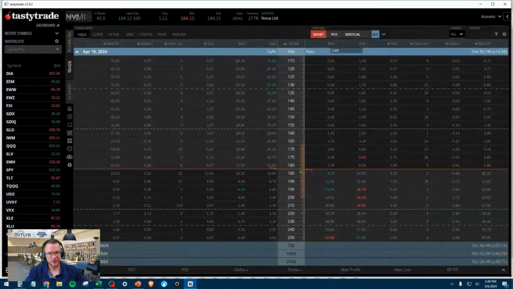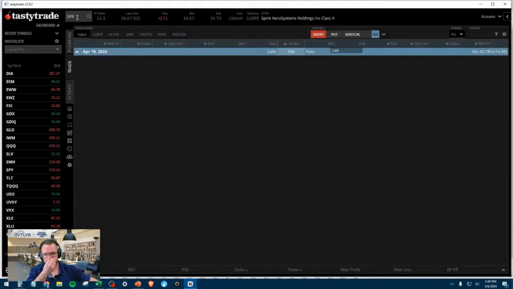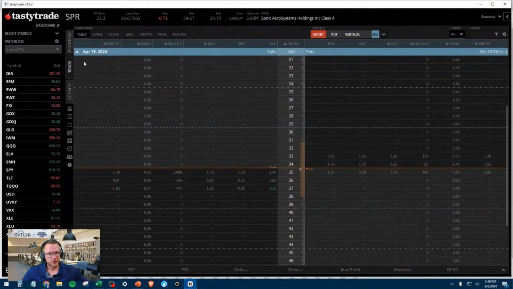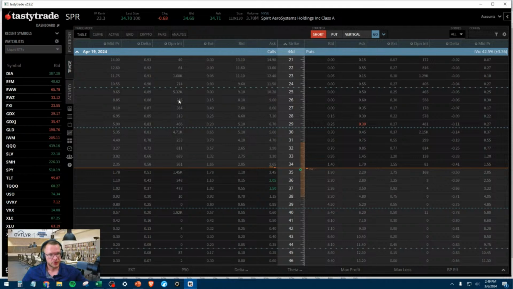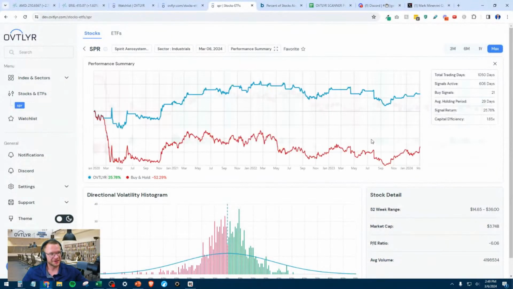While that runs, let's go to SPR. April. Oh, here we go. Everybody's home for this one. Everybody's home here. Hang on, I want to see this. Oh, look at this outperformance. Outlier 25 positive. Buy and hold 52 negative.